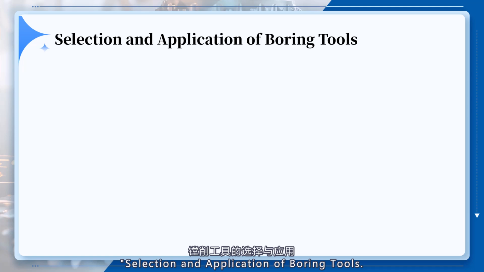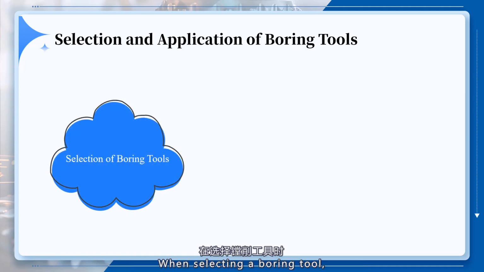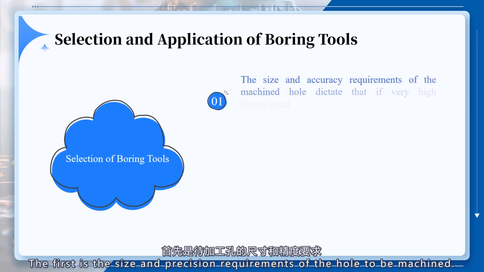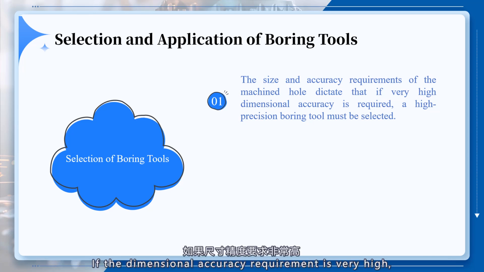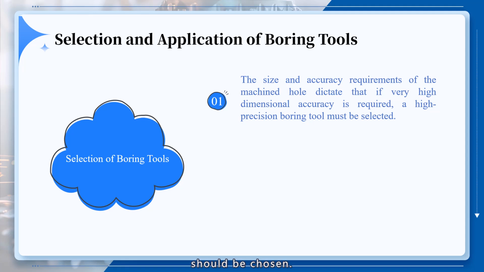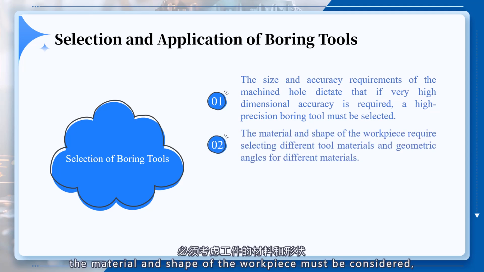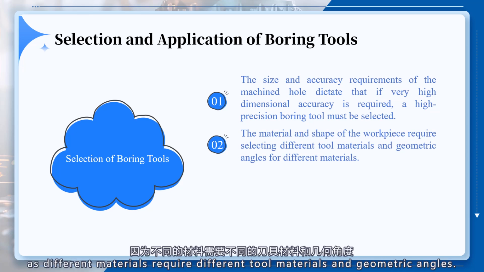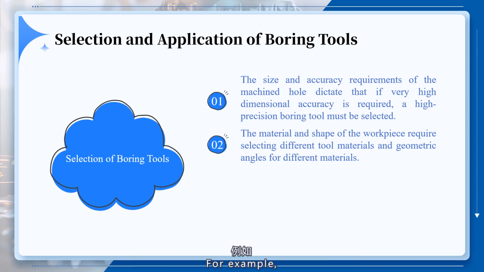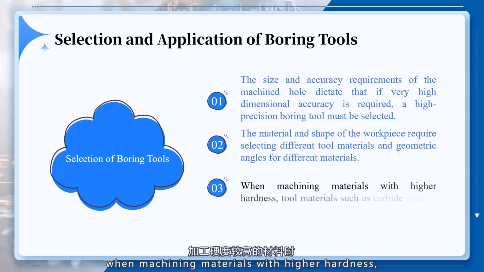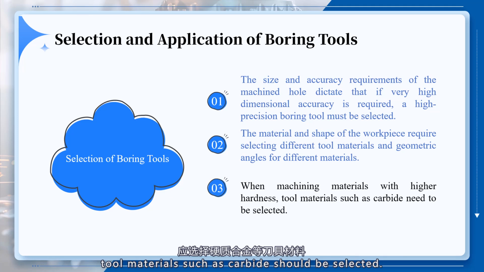Selection and application of boring tools. When selecting a boring tool, several factors need to be considered. The first is the size and the precision requirements of the hole to be machined. If the dimensional accuracy requirement is very high, a high-precision boring tool, such as a fine adjustment boring tool, should be chosen. Secondly, the material and shape of the workpiece must be considered, as different materials require different tool materials and geometric angles. For example, when machining materials with higher hardness, tool materials such as carbide should be selected.